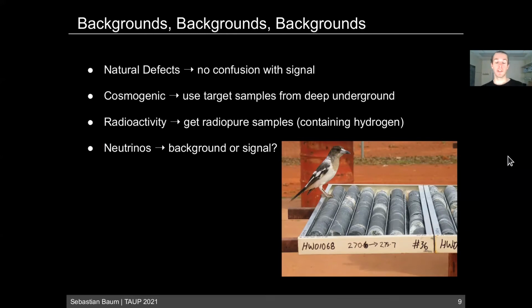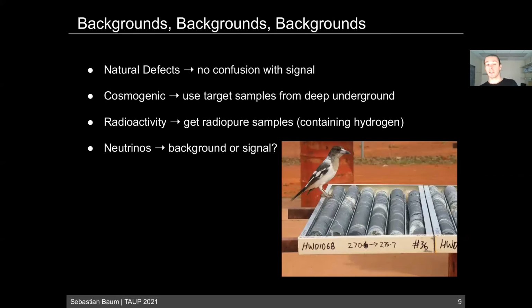Now, of course, if you run such an experiment, looking for damage tracks in natural billion-year-old rocks, you might worry about all sorts of backgrounds, right? What are all the other things that could give rise to something that looks like the type of damage track that could be induced by a dark matter interaction? So first of all, you might worry about natural defects, right? We're proposing to use naturally grown minerals that have not been produced in any controlled lab environment. Happily, natural defects do not look like 10 or 100 nanometer long tracks. They are either single site or they are much, much longer than the types of tracks we're looking for. So we don't have to worry about natural defects.